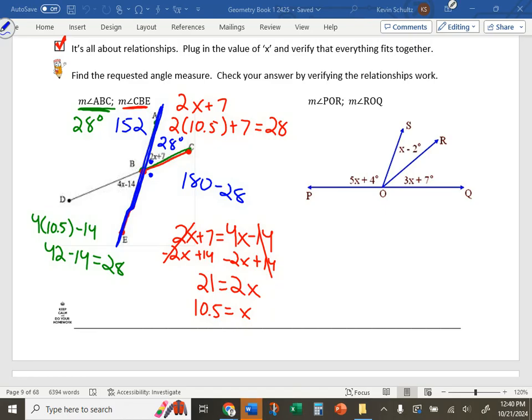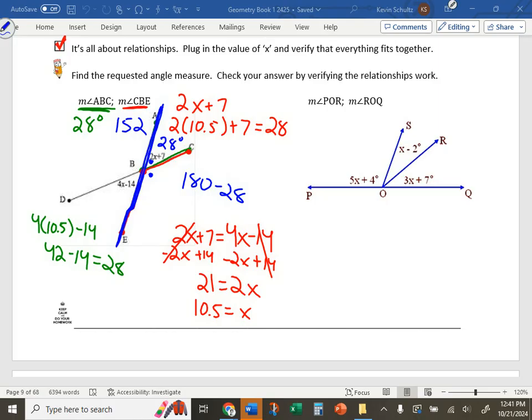So you see how these relationships matter? Being able to recognize when two angles are opposite each other at a vertex, what that means. Recognizing when two adjacent angles make a line, what that means, and the equation you can set up to solve it. Yes. So is 152 also for DBA? Yes, DBA would also be 152 because that's a vertical angle with CBE. Very good job. Okay.